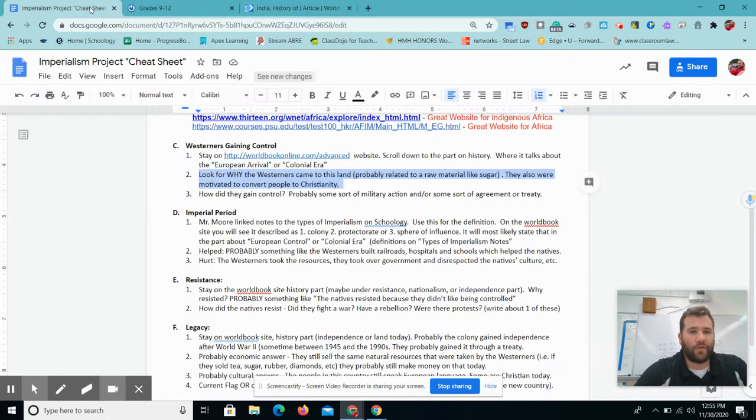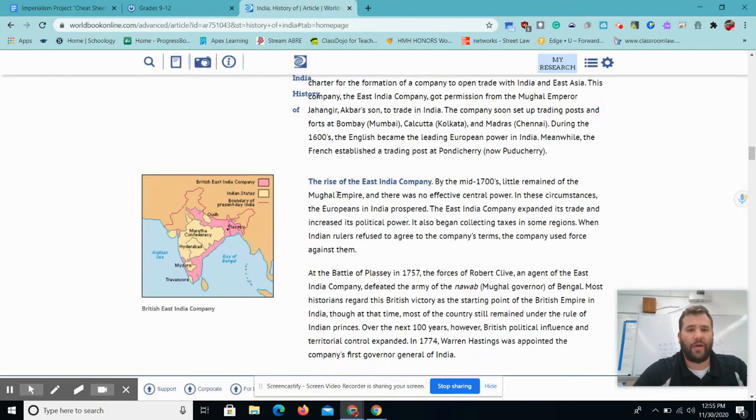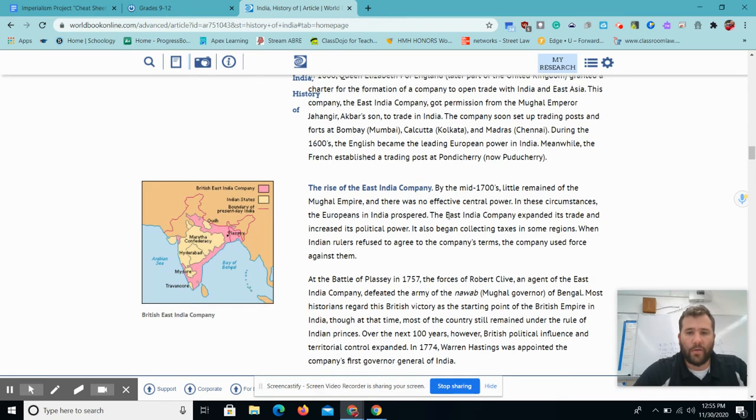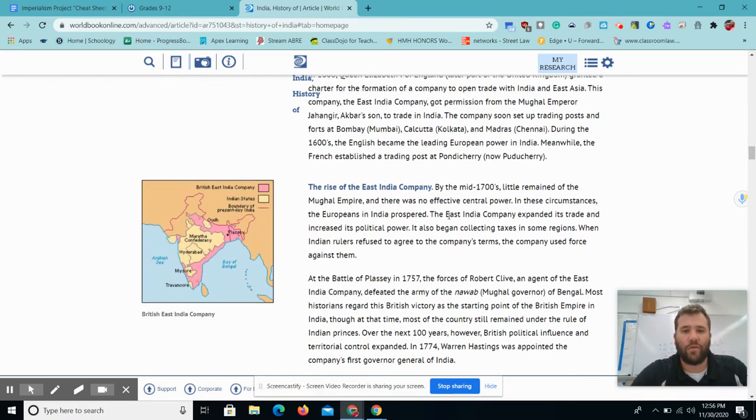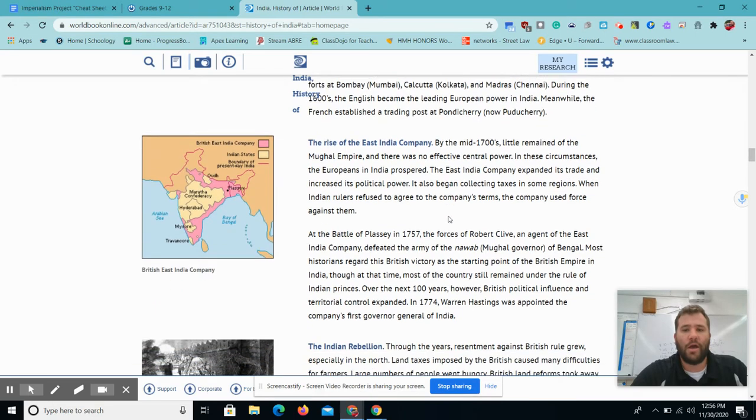The next part, if you go back to gaining control, how they gain control. Probably some sort of military action or some sort of agreement or treaty. Let's find out. So by the mid-1700s, little remained of the Mughal Empire. There was no effective central power. In these circumstances, Europeans in India prospered. The East India Company expanded its trade, increased its political power. It also began collecting taxes. Indian rulers refused to agree to the company's terms, but the company used force against them.